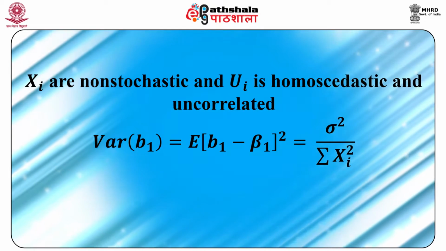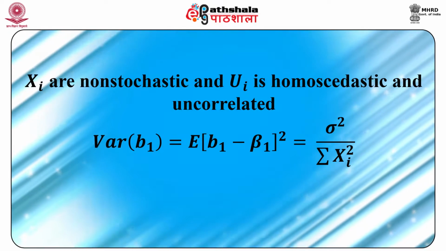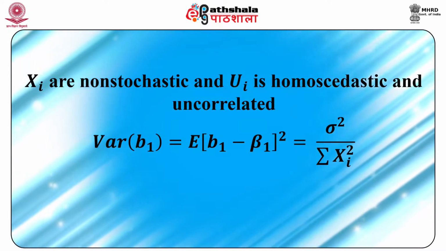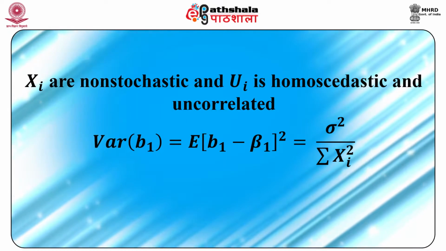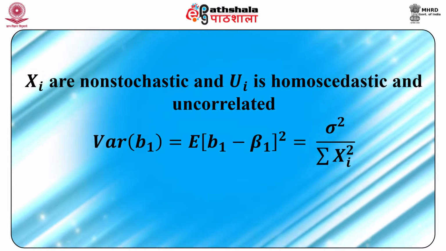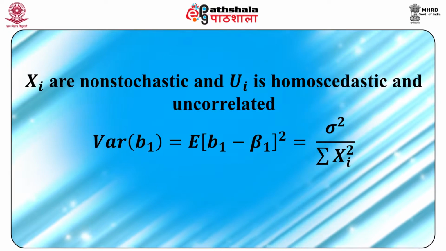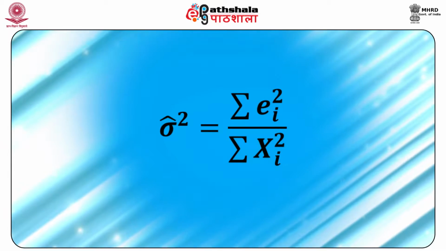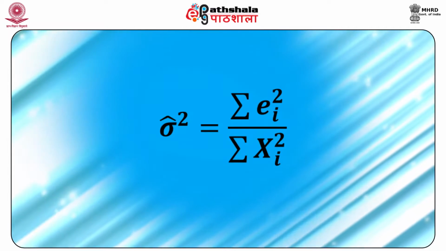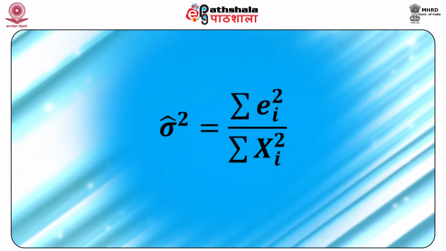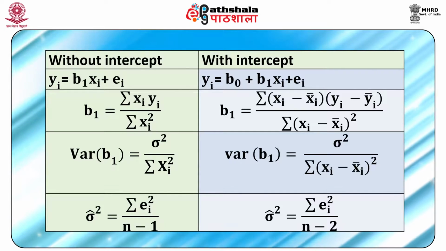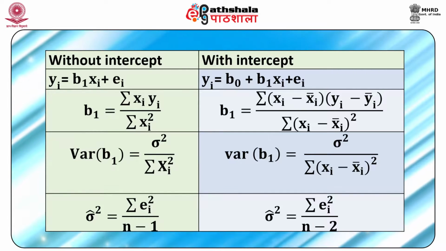Now since Xi are non-stochastic and mu i is homoscedastic and uncorrelated, we have the variance of b1 equal to the expectation of (b1 minus beta 1) square, which is equal to sigma square upon sigma Xi square. Here Xi is capital Xi. Now this sigma square is estimated by sigma hat square equal to sigma ei square upon sigma Xi square. So let us briefly compare the formulas in the regression model with and without the intercept term.